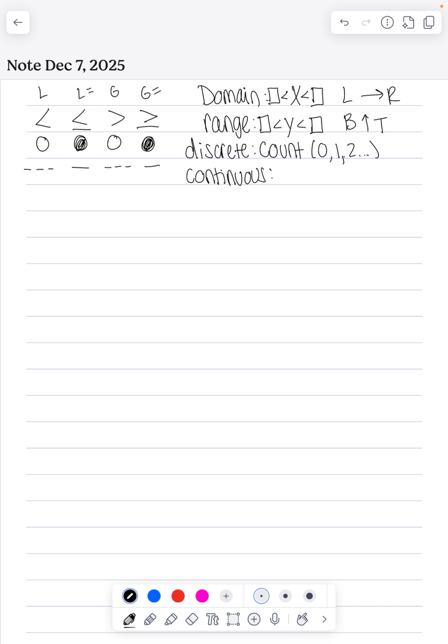And continuous are things that are measured, and that's always represented by an inequality. So maybe you just want to write a little inequality symbol to help you remember. If it's a continuous function, then it's something that will be written as an inequality.